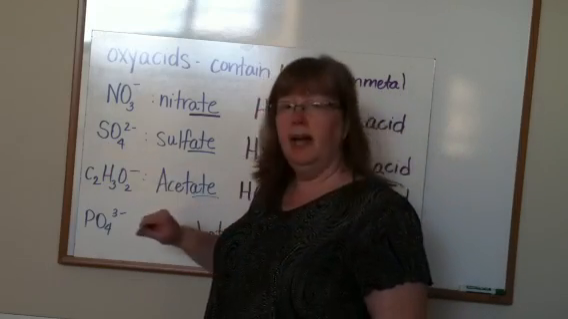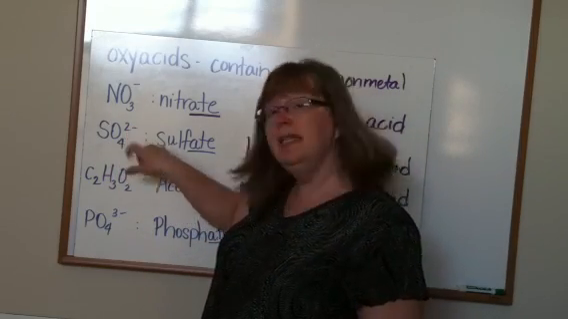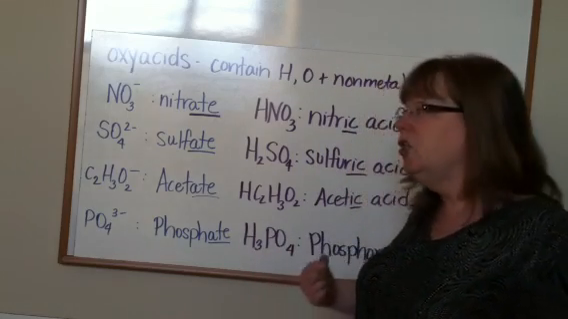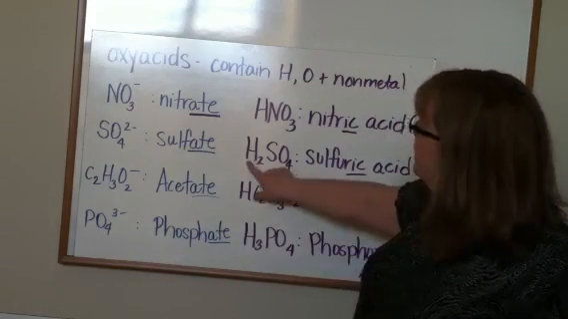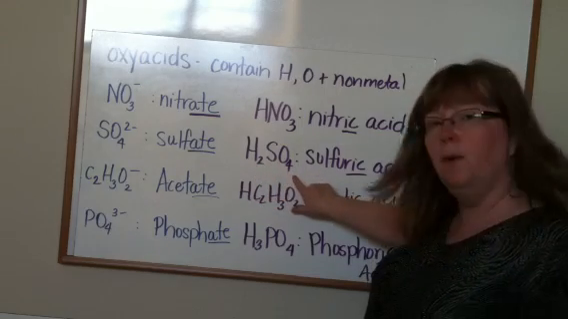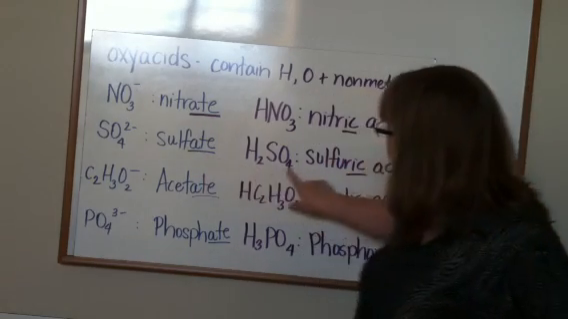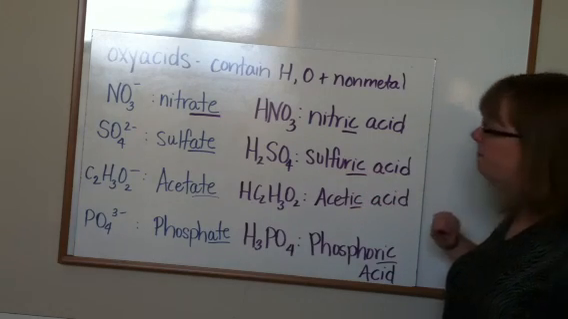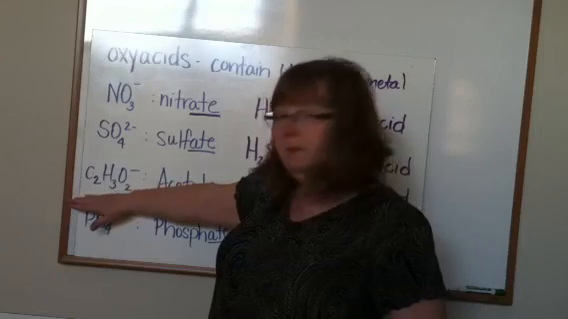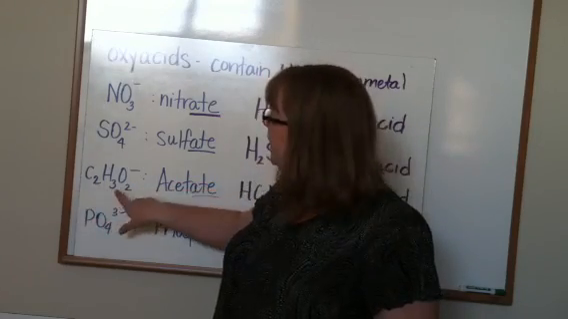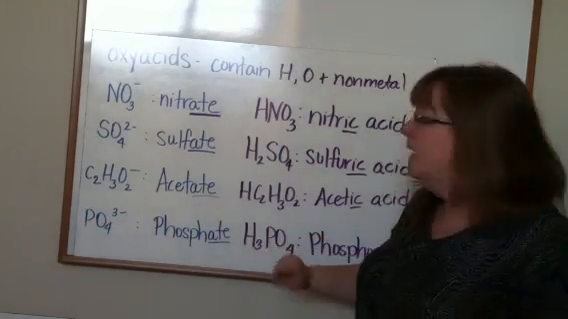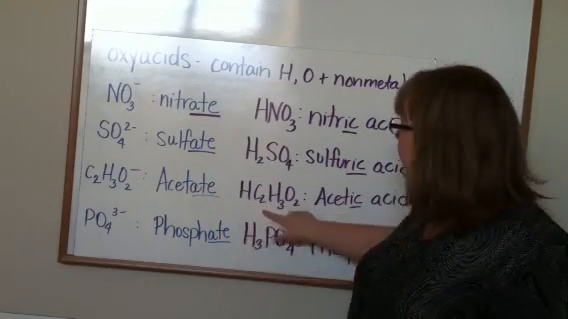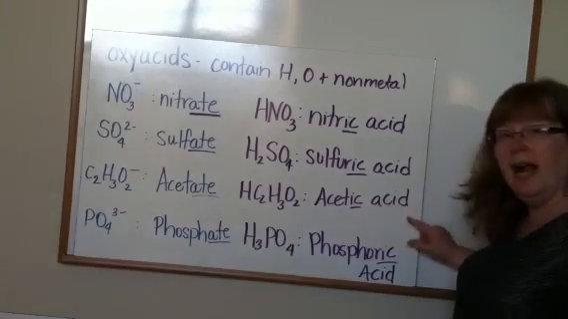This polyatomic ion is sulfate. It has a -2 charge. So to make it neutral, we're going to have to add 2 H's to the front of it. So H2SO4, it ended in ate, so it's sulfuric acid. Sulfuric acid. Here we have a common polyatomic ion. I think you're learning it. It's acetate. It has a -1 charge, so 1 hydrogen goes out front. And now we've got acetic acid.